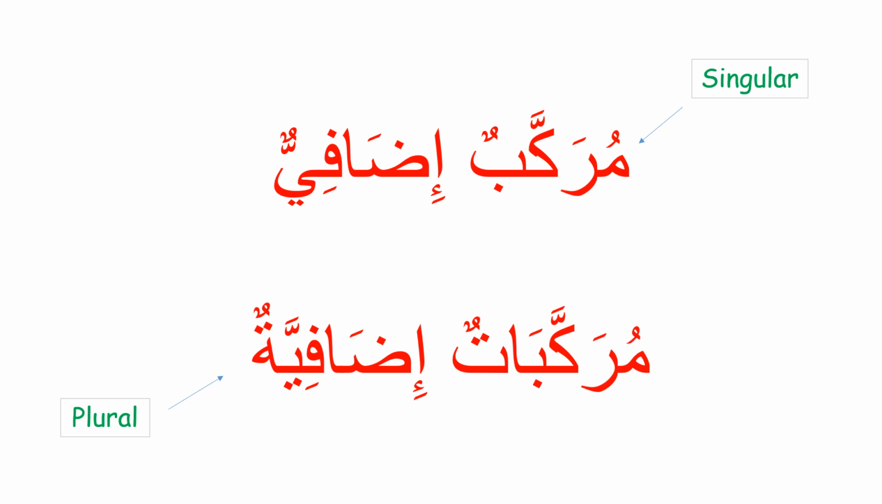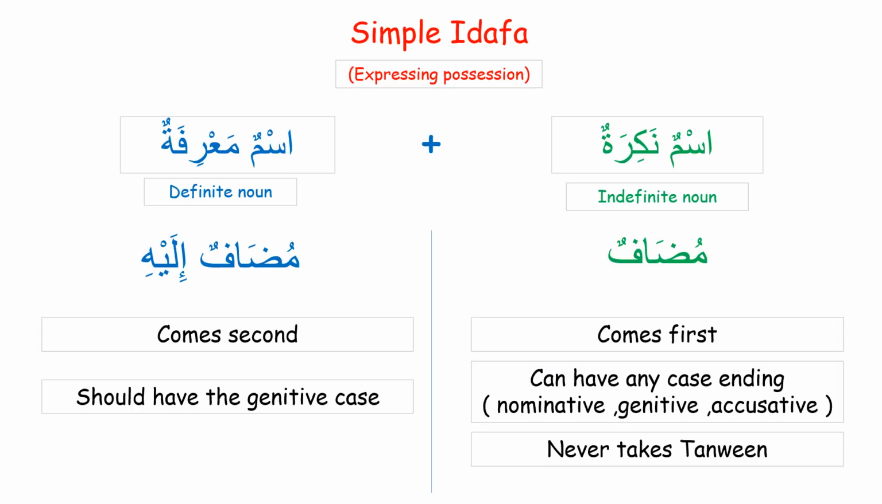Okay, now let's shortly walk down memory lane. As previously stated, المركب الإضافي is made of two parts, مضاف and مضاف إليه. المضاف comes first and it refers to the object being possessed, and المضاف إليه comes second and refers to the possessor, i.e. the owner. Case ending wise, المضاف can have any case ending and المضاف إليه should always have the genitive case, as long as it is معرب, not مبني.